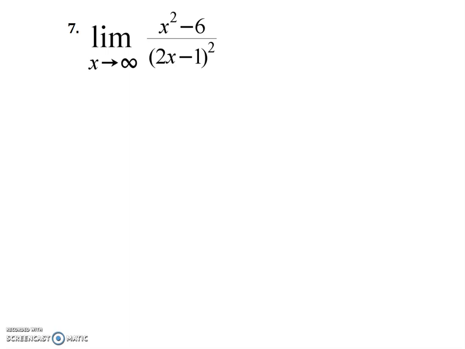Now one like number 7, this one's a little tricky, because it's squared. So we need to FOIL this out. So the top is going to say x squared minus 6. The bottom, you're just going to do 2x minus 1 times 2x minus 1, which is going to give you 4x squared. And then if you multiply these two together and double it, that'll give you the middle term, so minus 4x, and then square that last one.